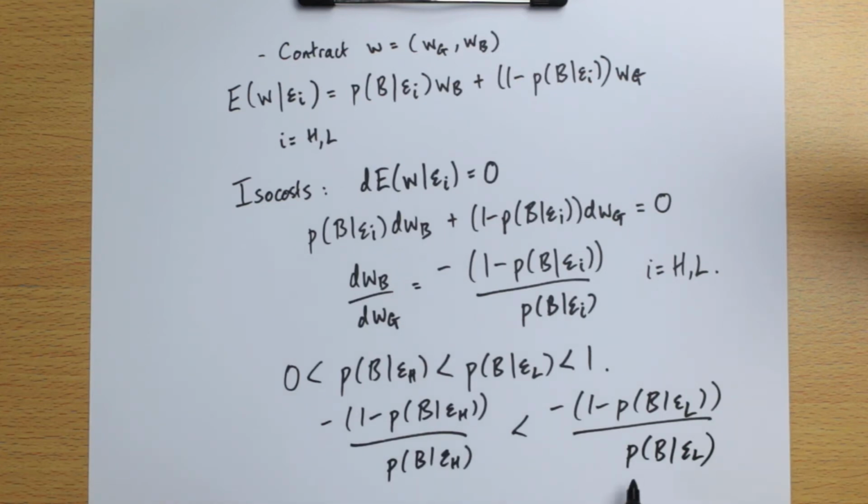Okay, so this is what we can deduce, remembering that this slope here is more negative than this term here, so this is steeper than this. Which means that under a high level of effort, isocosts are steeper than they would be under a low level of effort. So let's put this into a diagram just so we can see it clearly.